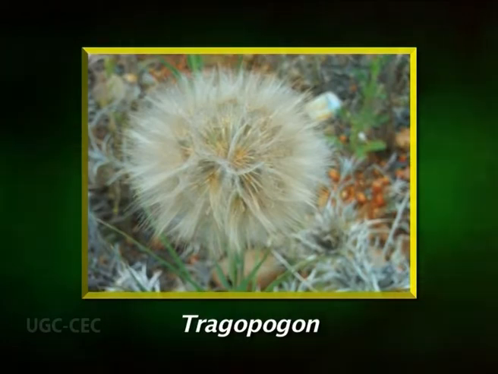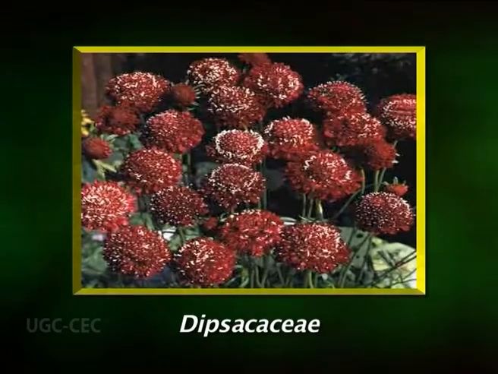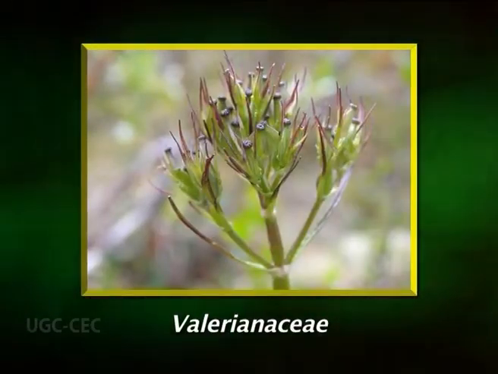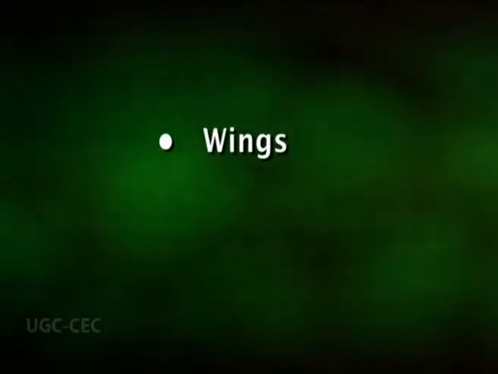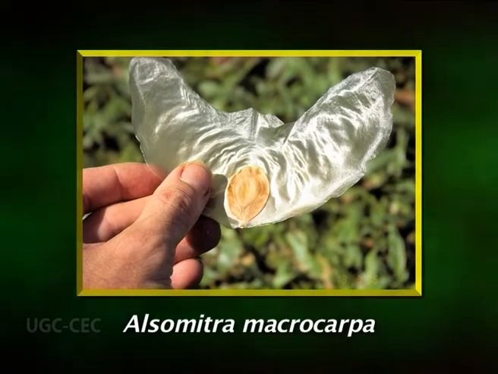In several members of Asteraceae, for example Taraxacum, Tragopogon, etc., Dipsacaceae and Valerianaceae, the calyx is modified into a hairy pappus. It helps the fruit, which contains the seed, to float in the air. Seeds as well as fruits in many plants develop wings to facilitate dispersal by wind. Winged seeds are found in Alsomitra macrocarpa.